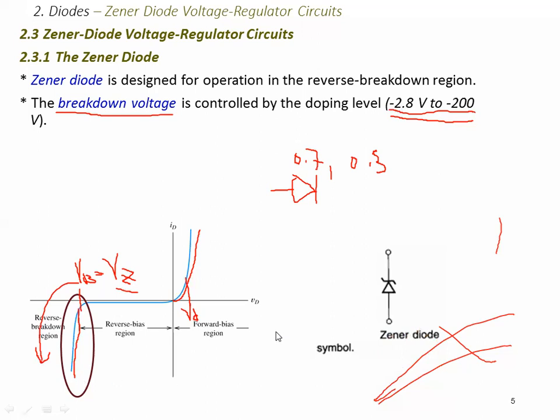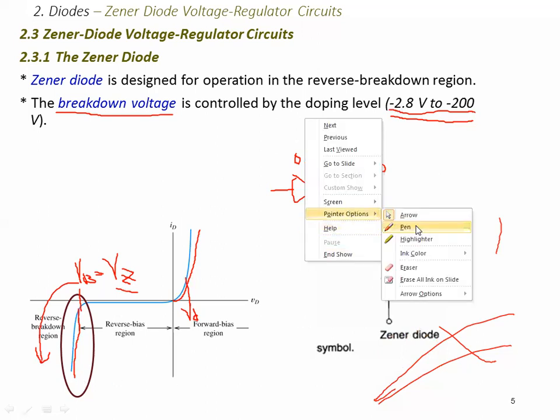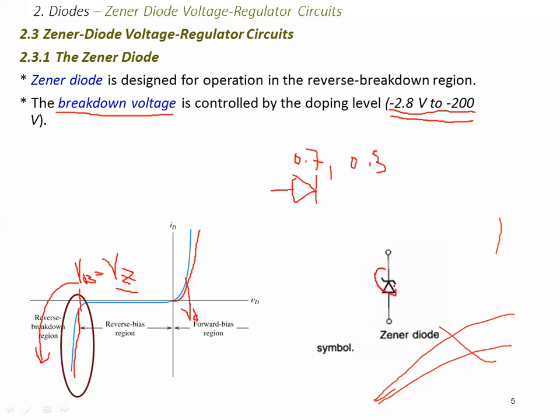So this is the symbol of our Zener diode, right? It's just a normal diode with kind of a Z in that direction. And its forward direction is this. So this will be the anode, and this will be the cathode. The cathode negative, anode positive.